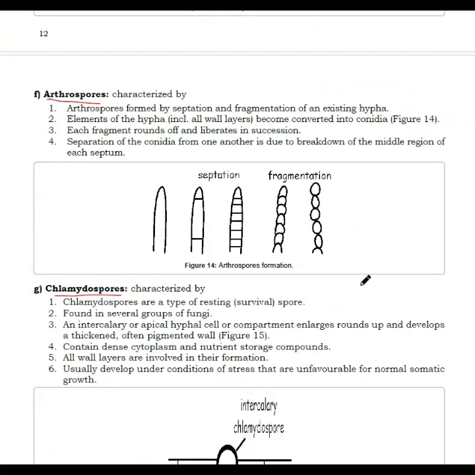Next is arthrospores. Arthrospores are characterized by septation and fragmentation of the existing hypha. There is the septation and the fragmentation, and each fragment and element of the hypha becomes converted into conidia. Each fragment will round off. So remember, septation and fragmentation both occur in arthrospores, and each fragment rounds off in succession. It forms a kind of cells. Here it's just a septation, here it is rounding off, and they become separated from one another due to breakdown of the middle region.